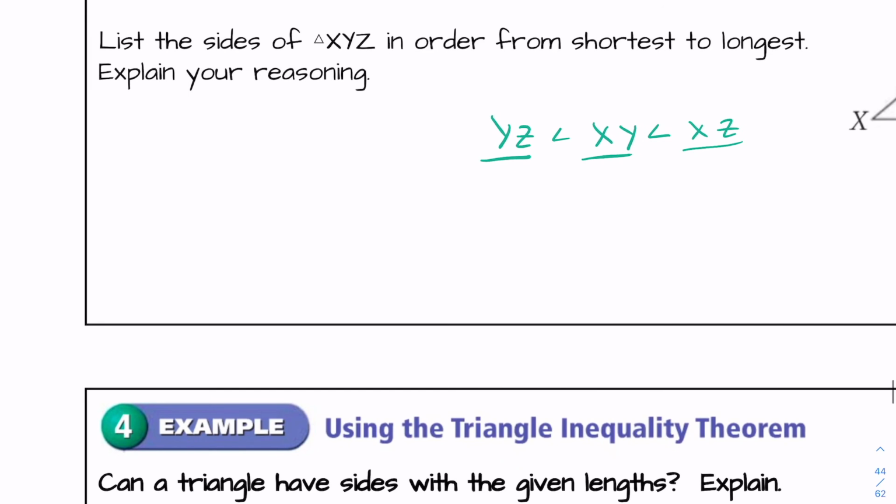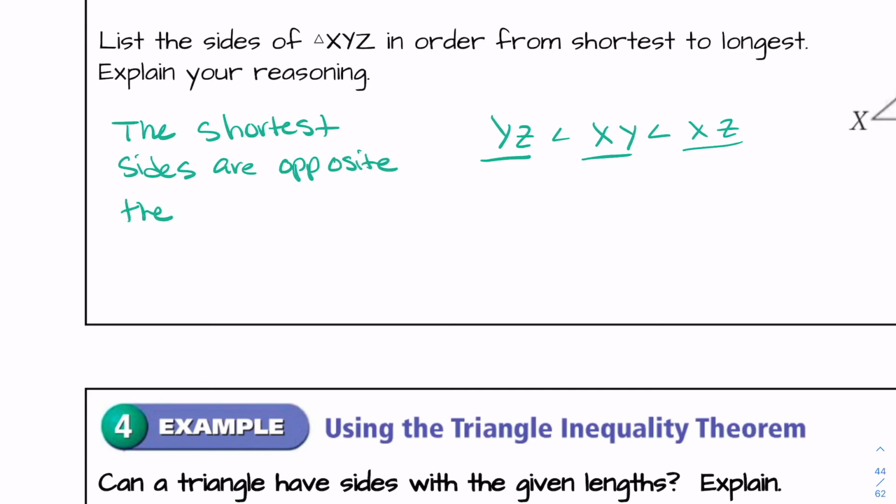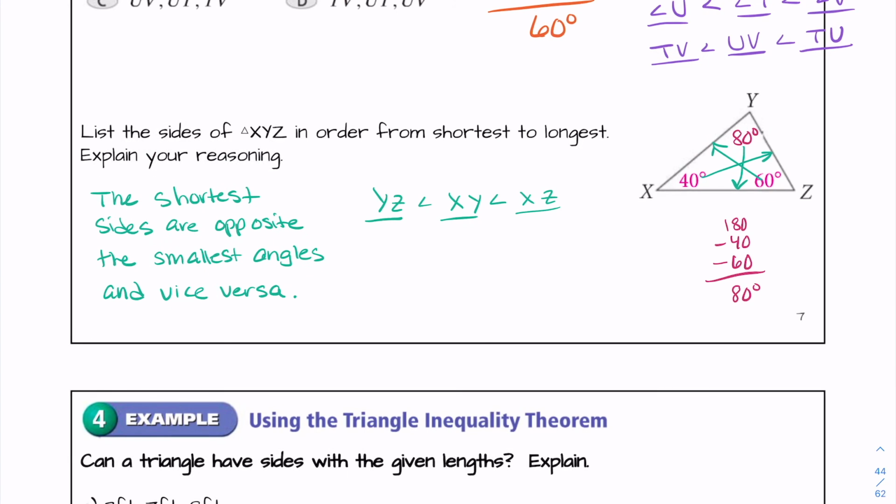And it says explain your reasoning. The shorter sides, the shortest sides are opposite the smallest angles. And vice versa. So the larger the sides, the larger the angles opposite.